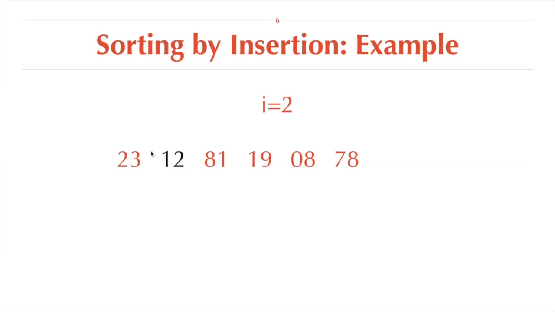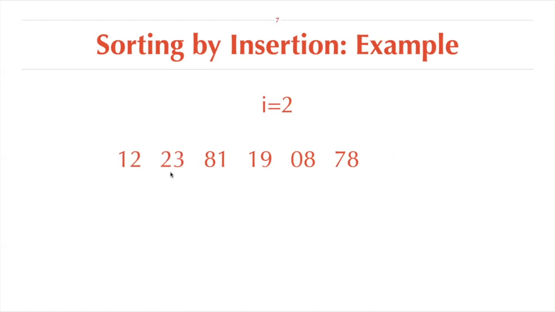It will be swapped until the point where it finds an element which is less than itself. So how will it work? It will compare 12 to 23. It will find that 12 is less than 23, so swapping will happen, and 12 will go to position 1 and 23 will come to position 2. So it will come like that.